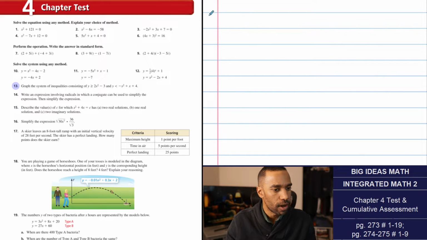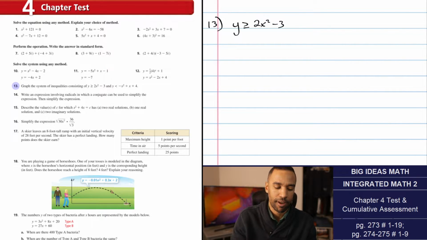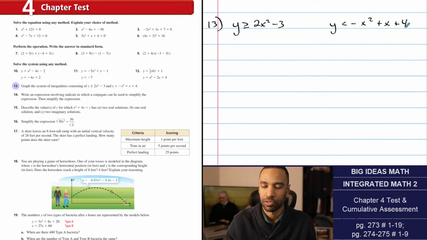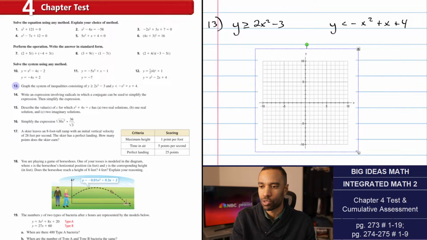Graph the system of inequalities consisting of y is greater than or equal to 2x squared minus 3 and y is less than negative x squared plus x plus 4. So y is greater than or equal to 2x squared minus 3. This graph should be fine. The next one, we'll see. y is less than negative x squared plus x plus 4. Okay, so the first one, 2x squared minus 3.